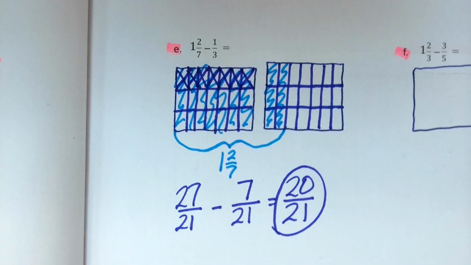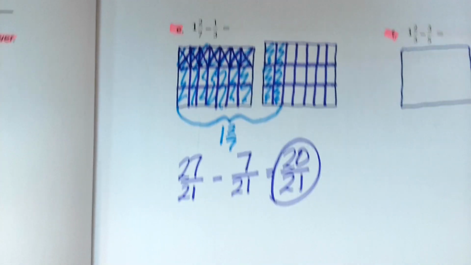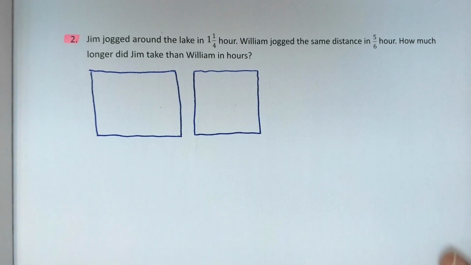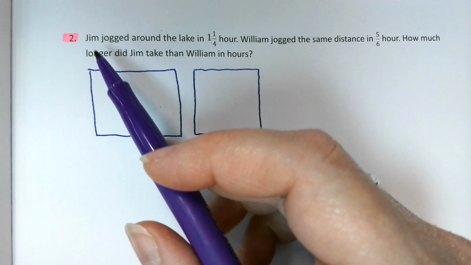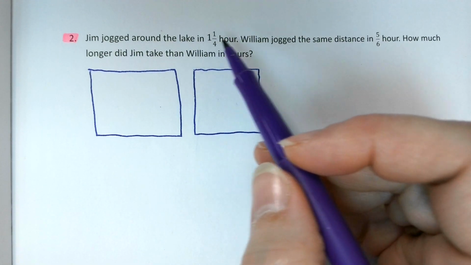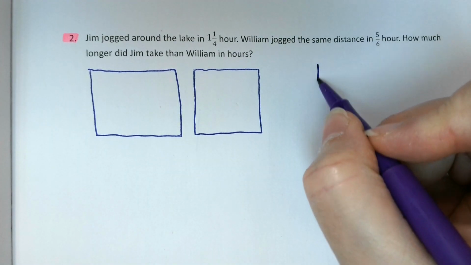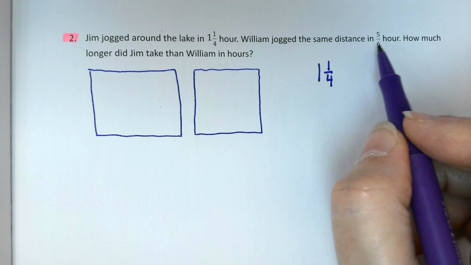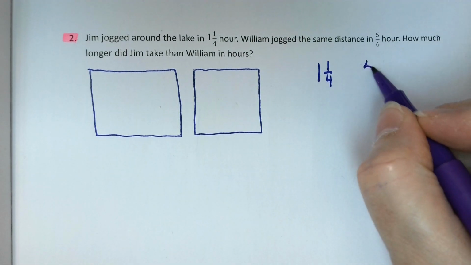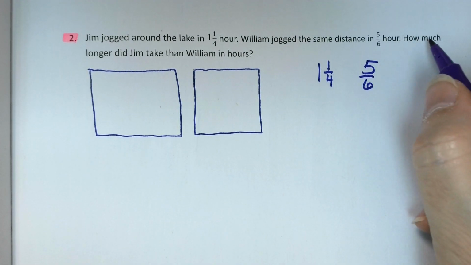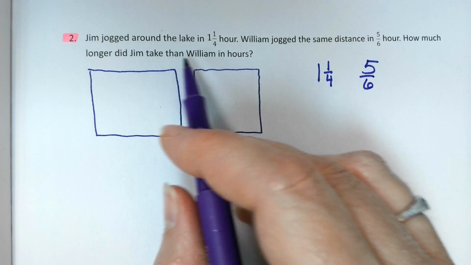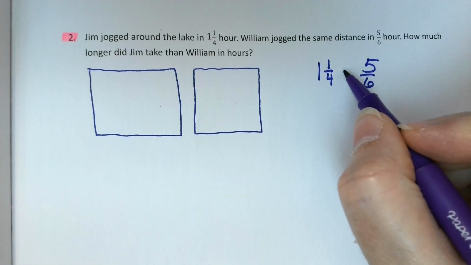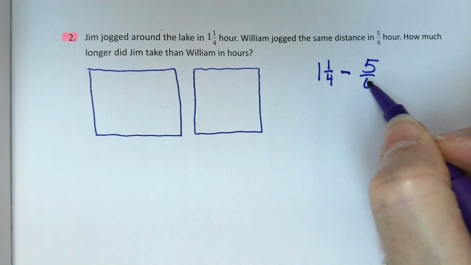We are going to have some word problems. Again, if they read the word problems, it should give you the subtraction sentence. Jim jogged around the lake in 1 1/4 hour. William jogged the same distance in 5/6 of an hour. How much longer did Jim take than William in hours? So how much longer? Well, we have to do the subtraction to find that difference.